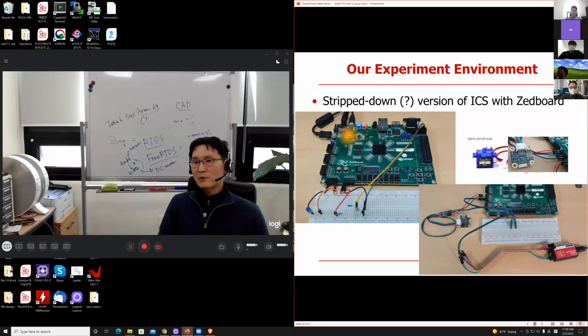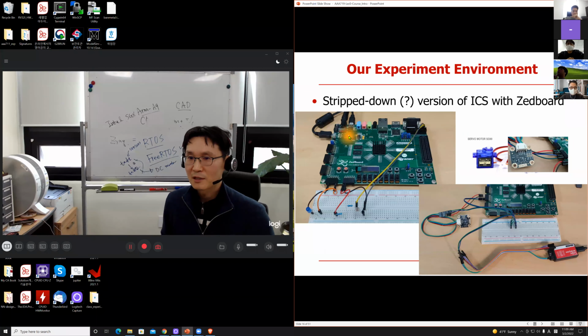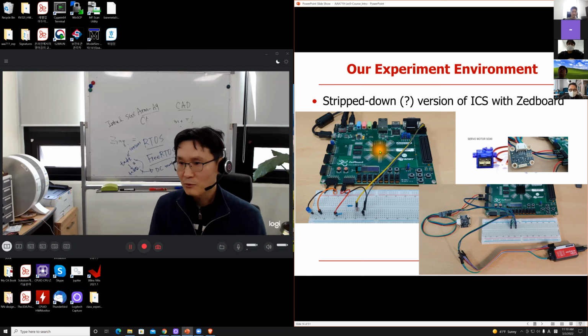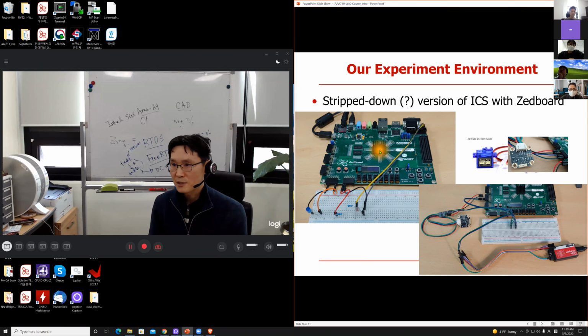So that is why we are using this super simplified miniature version of an ICS system. And we are not going to use any library. We are doing everything from scratch, from hardware design to software programming. In that way, you can understand the principles of how a computer works, and that will lay a strong foundation in computer operation.